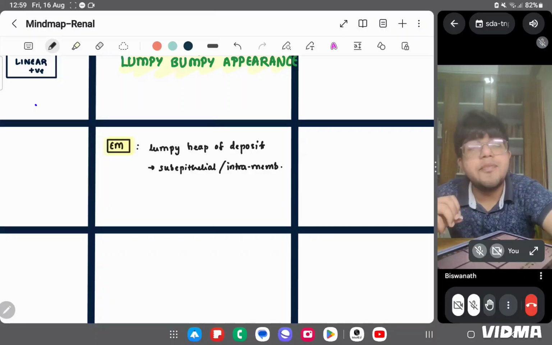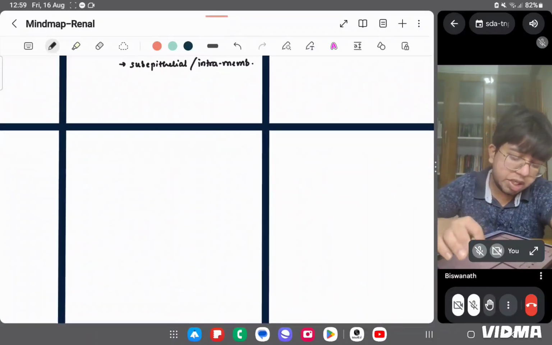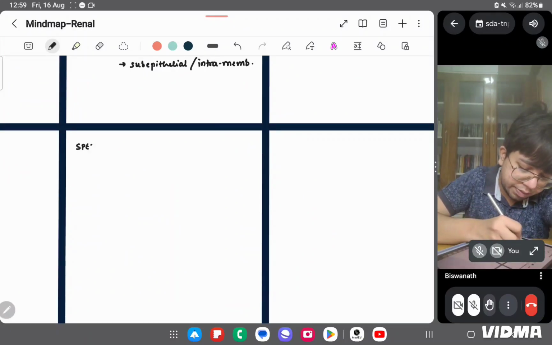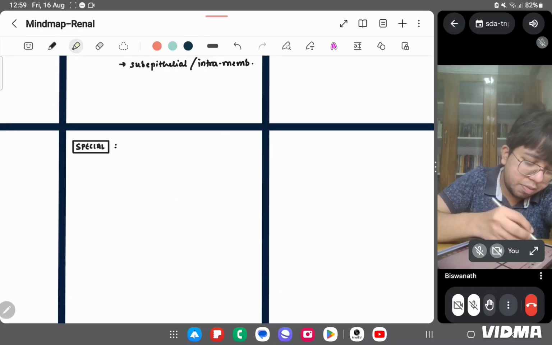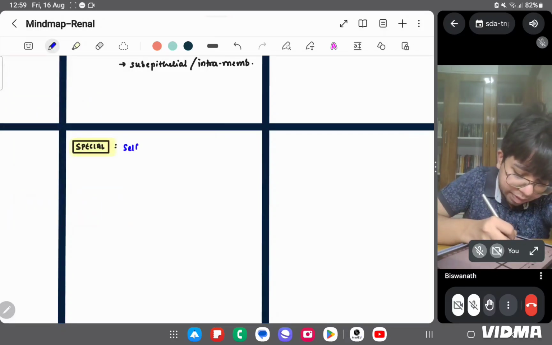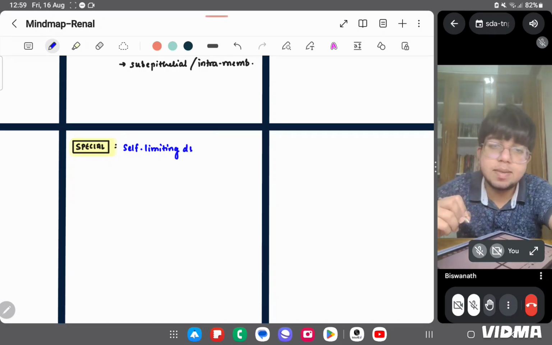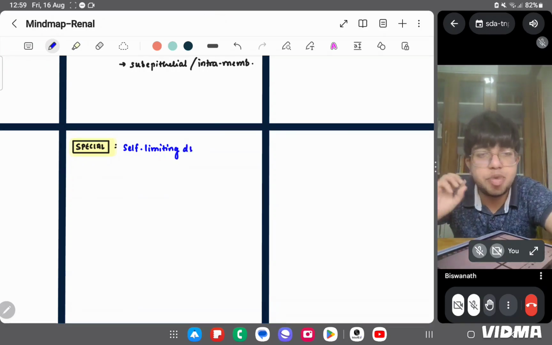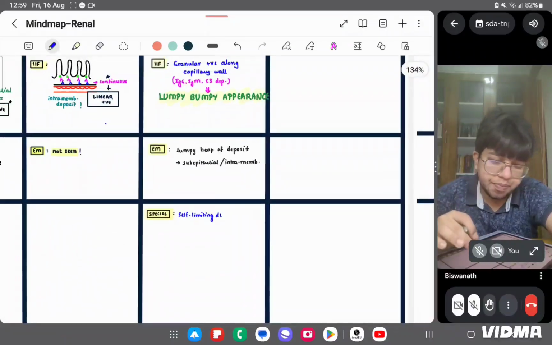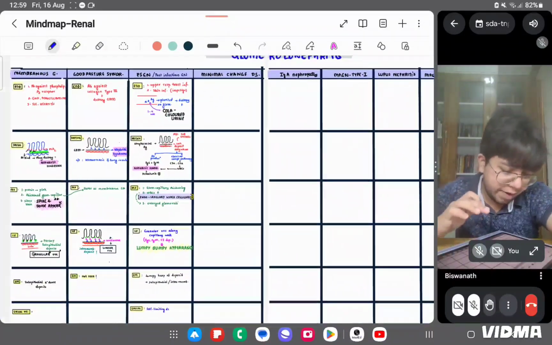Understood? Then, another thing is that in special points, I will write that it is a self-limiting disease, and it will resolve soon. So the treatment is basically supportive treatment only. Okay. So that completes our post-streptococcal glomerulonephritis.